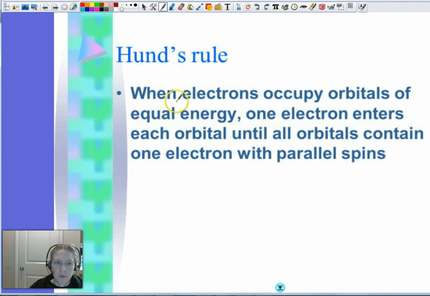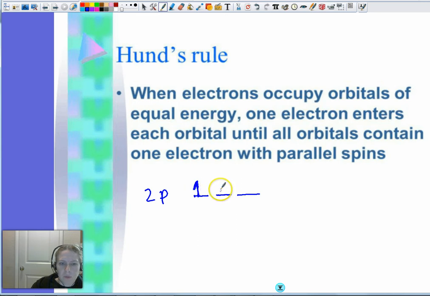Then we have Hund's rule, and it says that when electrons occupy orbitals of equal energy, 1 electron enters each orbital until all orbitals contain 1 electron with parallel spins. So the way we draw that, let's say this is the 2p orbital. Now if I have something with 3 electrons for the 2p orbital, I'm going to do this half arrow.